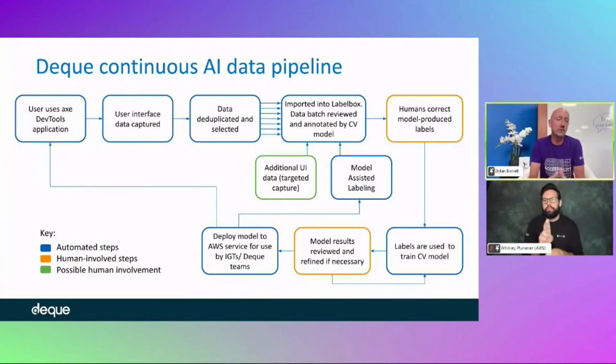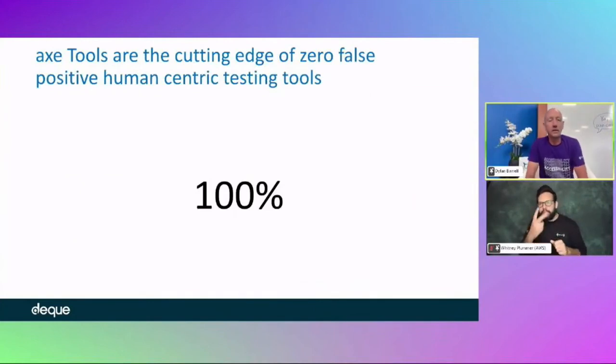And then this allows us to train data sets and release a new machine learning model every 2 weeks. So every 2 weeks, you're going to get access to improvements behind the scenes. So Axe DevTools with these capabilities really is at the cutting edge of zero false positive, human-centric testing tools. And by the end of this year, Harris Schneiderman, who's a product manager for this product, has promised me that you will be able to do 100% of your web-based testing within the Axe DevTools Pro product, 100% in a combination of automated and semi-automated testing.